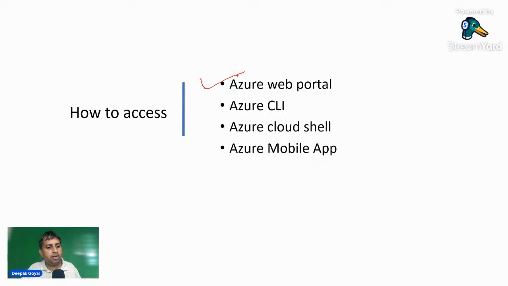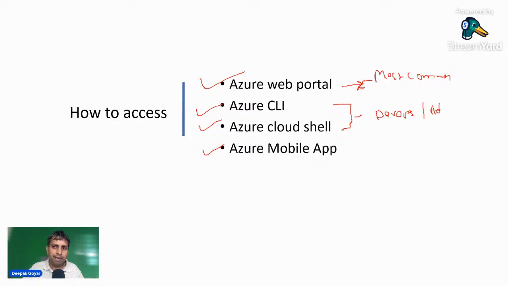There is also a way to access Azure through the CLI, that is, command line interface. Like your command prompt, you install the Azure CLI, and then you access Azure through the commands. You also have a Cloud Shell. In the cloud itself you will get a command prompt, and there you can run all the commands. Or else you can monitor most of the things in Azure through the Azure mobile app. So there are four different ways in which you can access Azure, but the web portal is the most common way.